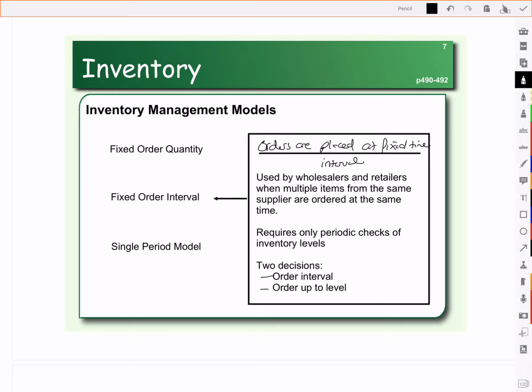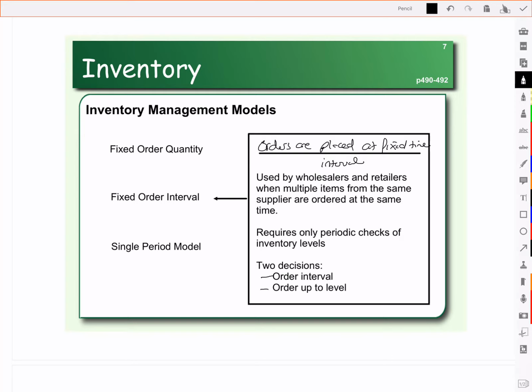And so with fixed order interval, we're going to order a different amount every time we place an order because we're going to order up to a certain level. And if we have lots still on hand, we won't have to order as much. But in this case, with a fixed order interval, we're going to place our orders at the same time every time. So we have a fixed time we place the order.